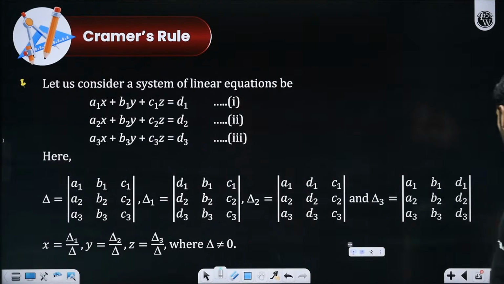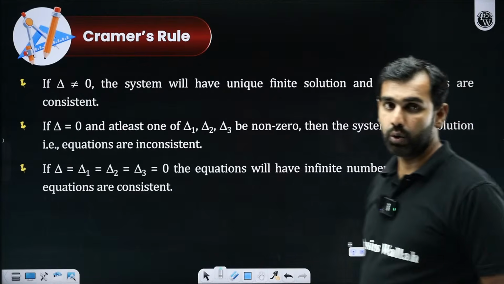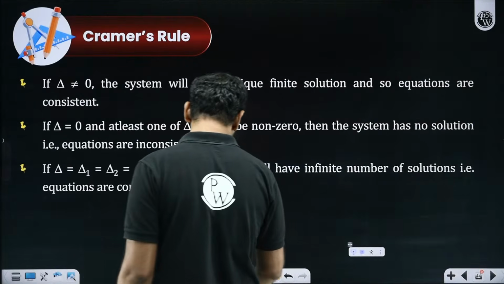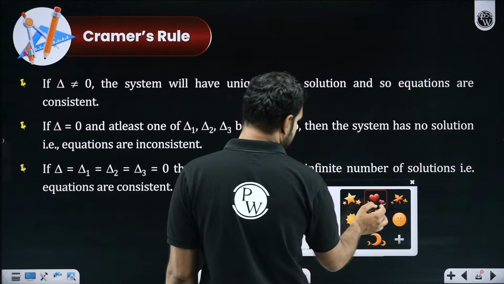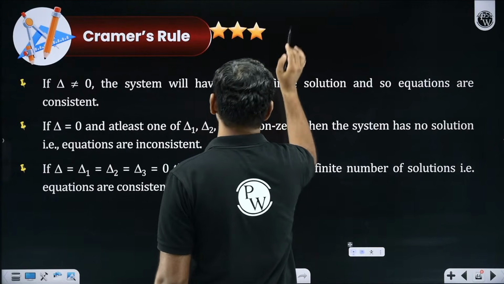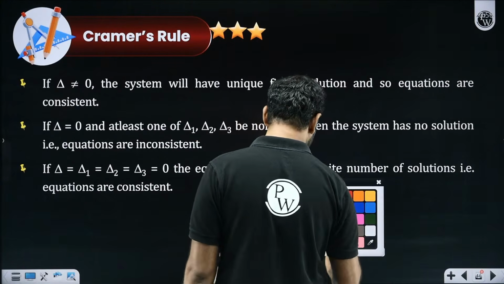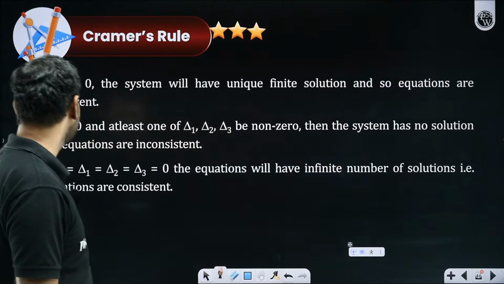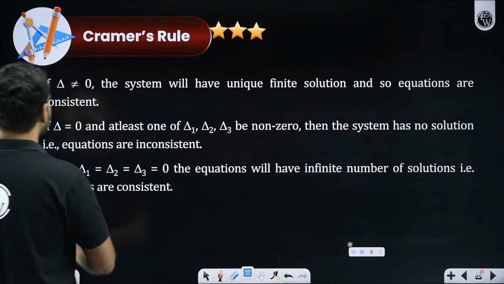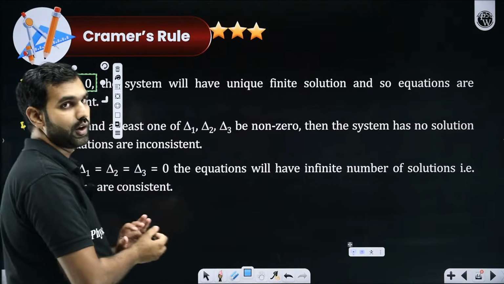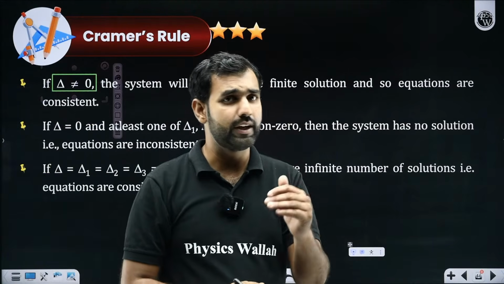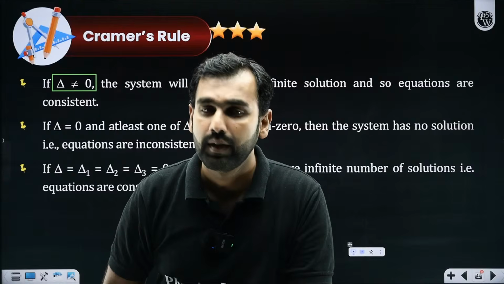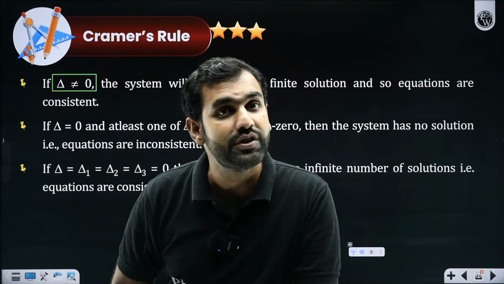Which leads us to some more conclusions, and these are the conclusions on which JEE asks questions. What are these conclusions, sir? Let's talk about them one after another. The first one: if you see delta, which is what? a1, b1, c1, a2, b2, c2, a3, b3, c3, the determinant formed by the coefficients of x, y, and z.